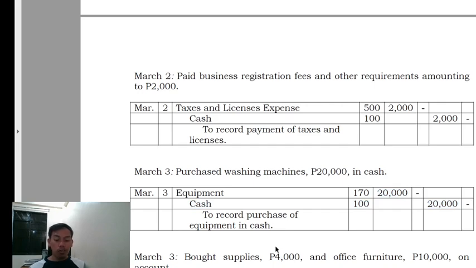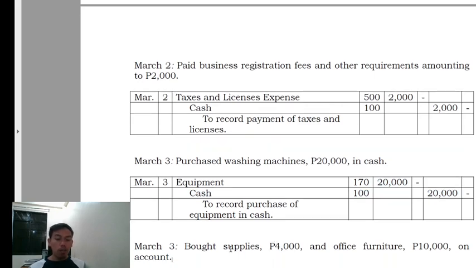Both supplies, 4,000, and the office furniture, 10,000, on account. So, ito rin lang inanalyze natin pala sa chapter 2. So, ano ang supplies? Asset. Nadagdagan ba ang supplies? Yes. If there is an increase in asset, debit or credit? It is debit. So, on the left-hand side, debit.